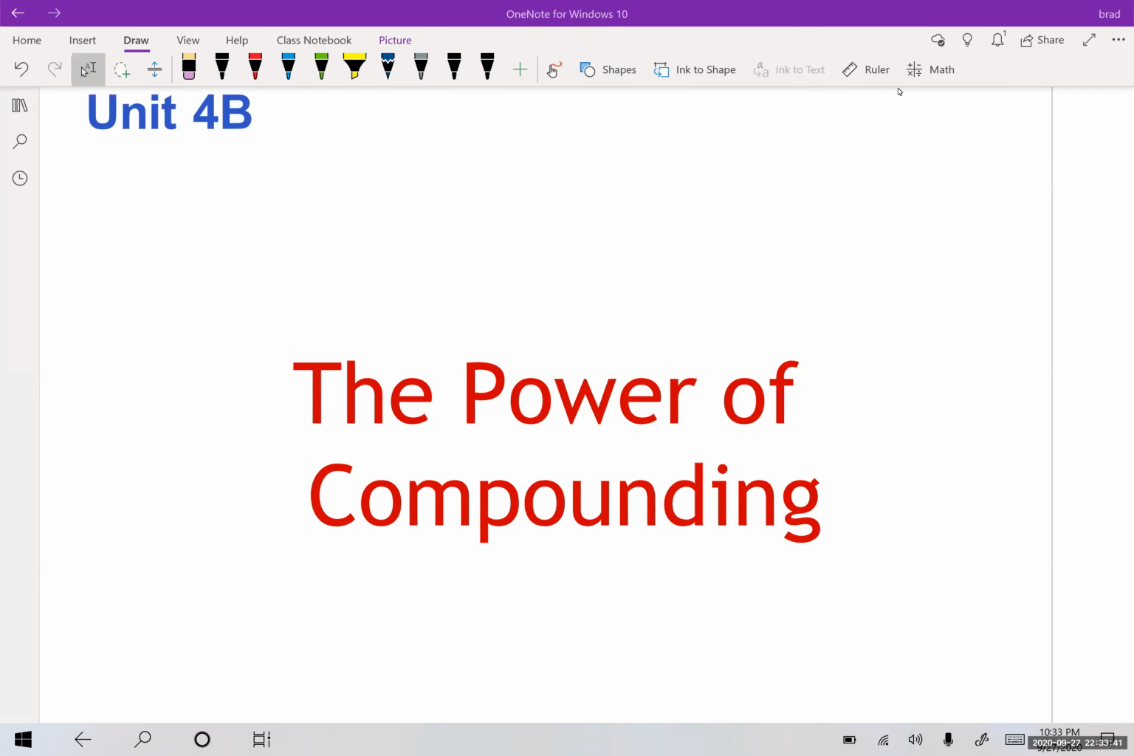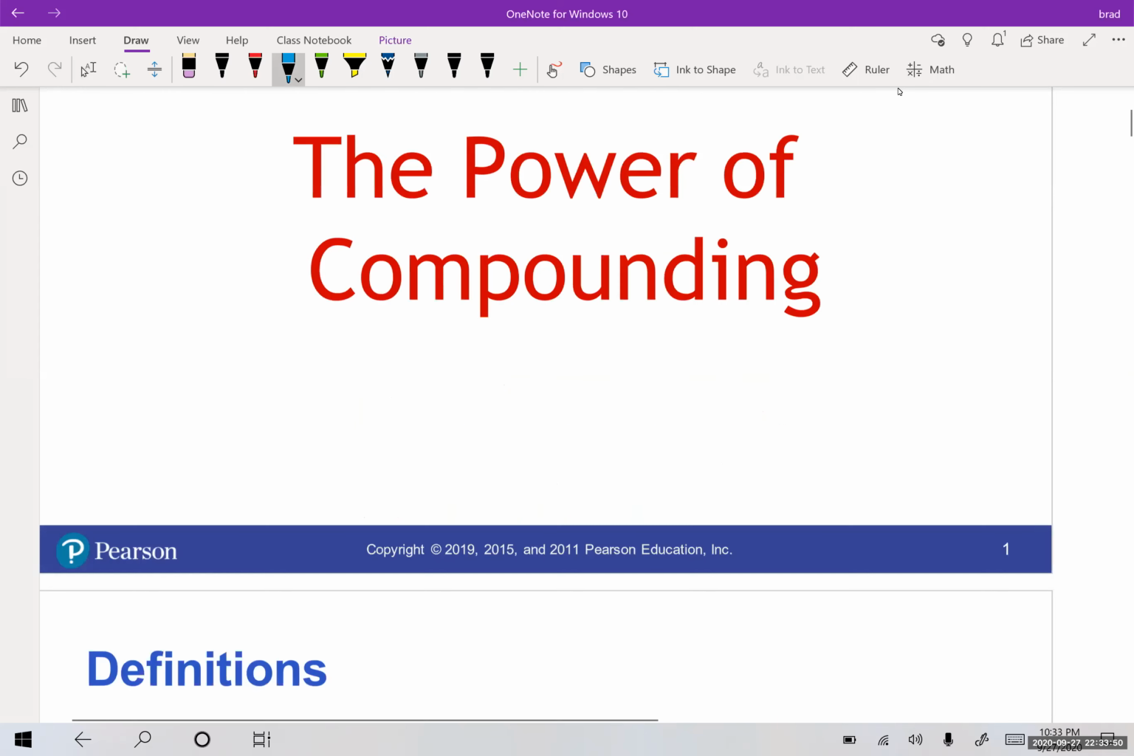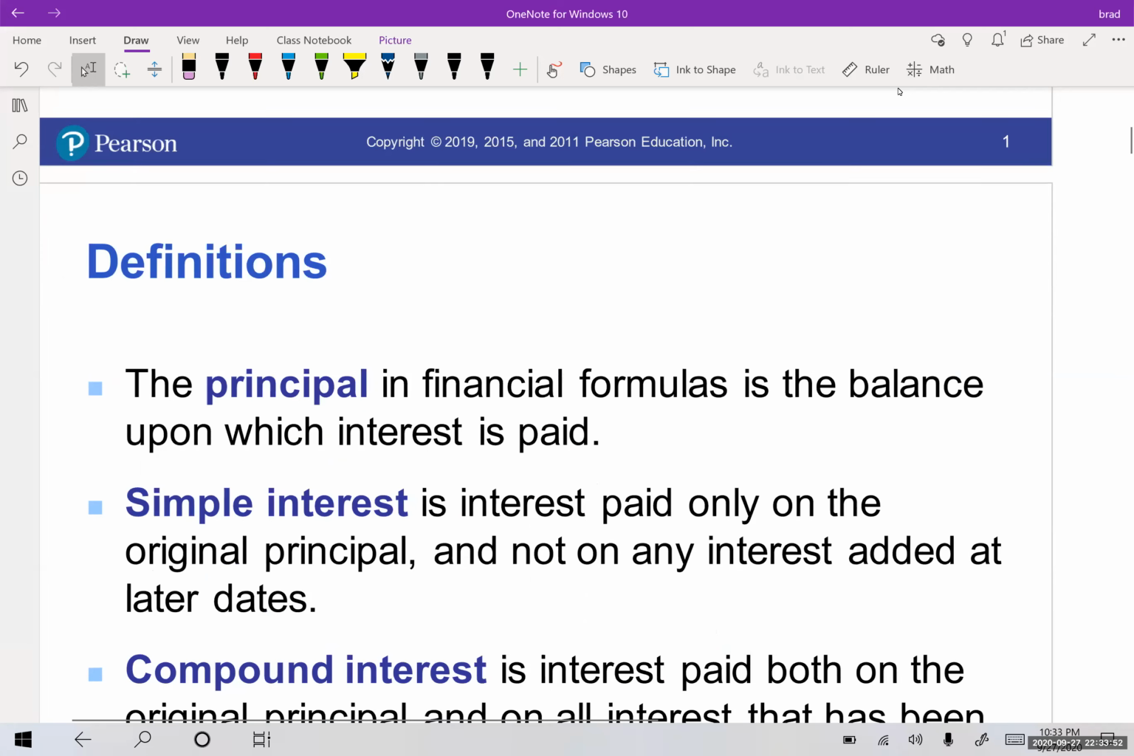So for this section, Unit 4B, we're going to talk about interest and the power of compounding versus continuously compounding versus simple interest, okay? So a few definitions, a few things we need to know.